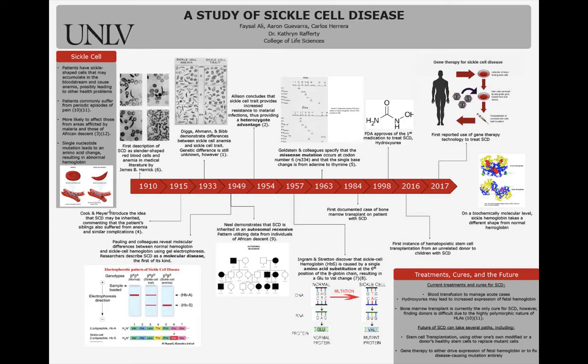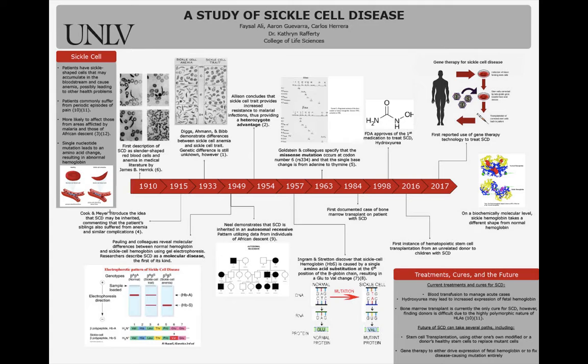To begin, we wanted to give you a quick overlook of sickle cell disease and how it manifests itself in individuals who suffer from it. Sickle cell disease patients have sickle-shaped cells that may accumulate in the bloodstream and cause a type of anemia, possibly leading to other health concerns that are much more severe.